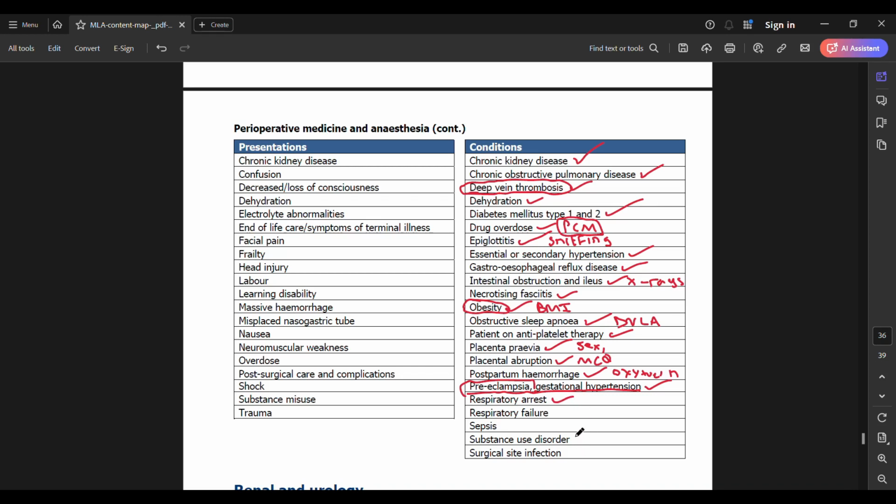Respiratory arrest. In these cases, know what you're going to do. You're going to call anesthesia, right? Maybe you'll have to start the patient on mechanical ventilation. Respiratory failure, right? Know the causes of respiratory failure.